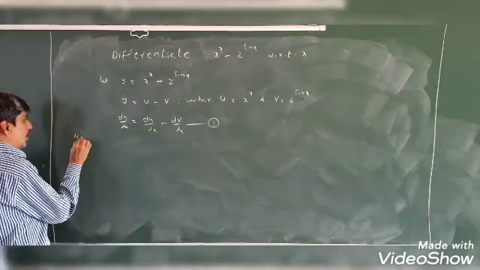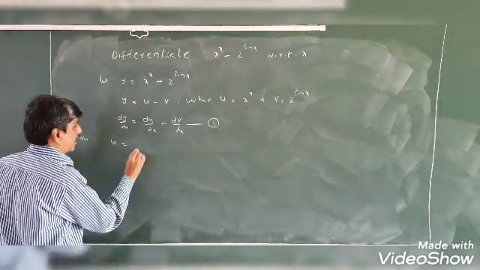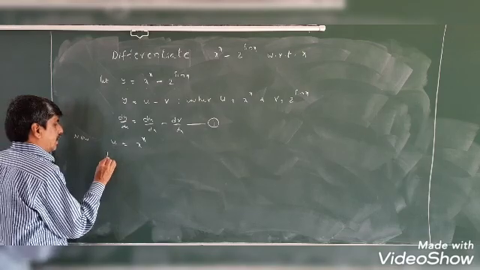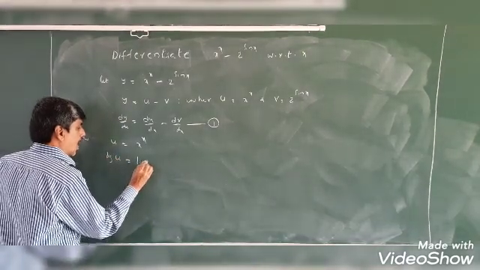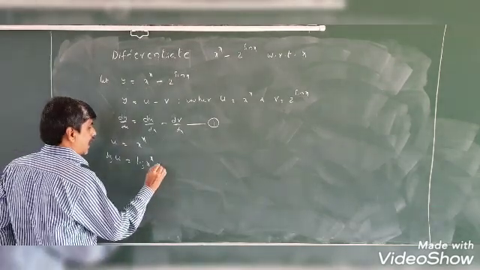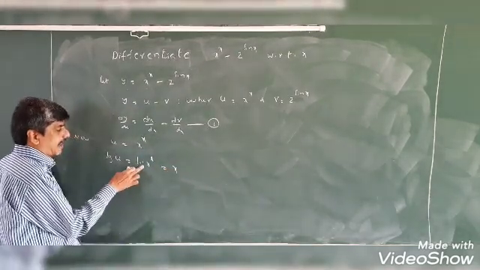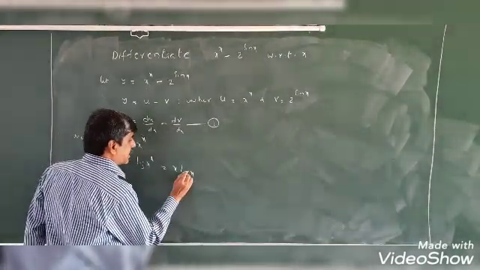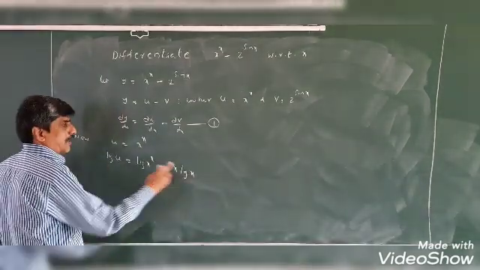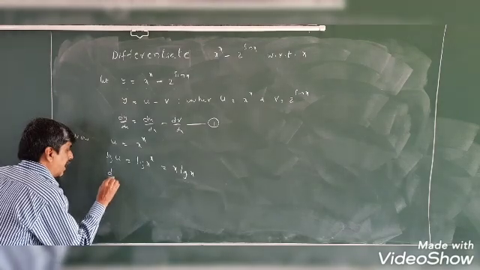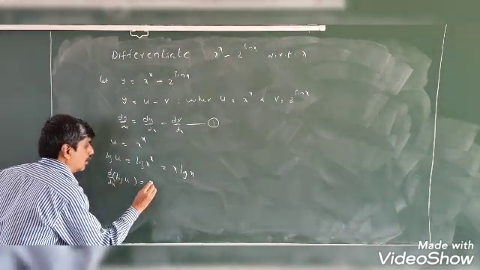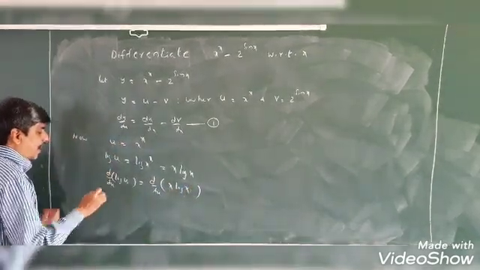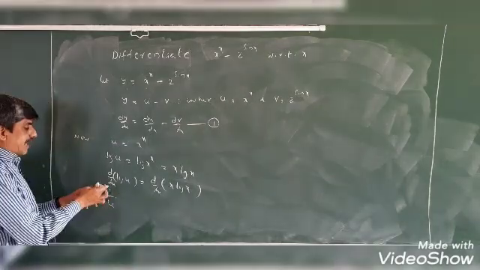Now u is equal to x power x. Take log with base e on both sides. So log u is equal to log x power x. Now we write it using log x power m means m log x, so x log x. Differentiate with respect to x on both sides. Then d by dx of log u is equal to d by dx of x log x. d by dx of log x is 1 by x, but in the place of x, u is there.